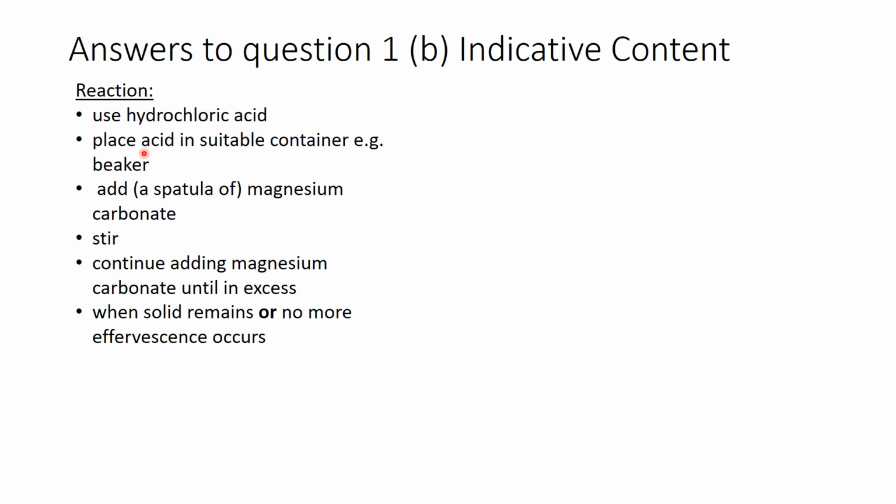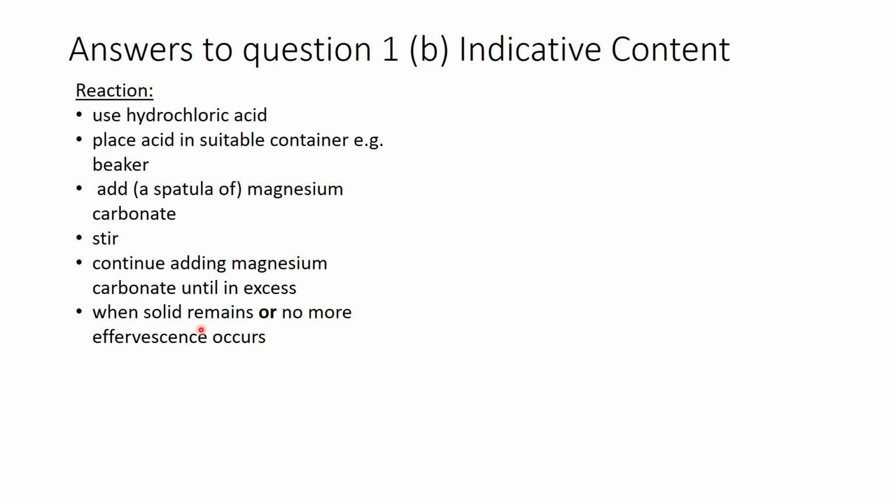You need to place that acid in a suitable container. So I would put, place hydrochloric acid in a beaker. Then you would need to add a spatula of magnesium carbonate. It told you that magnesium carbonate was your base in the question. You'd need to stir it, continuing to add magnesium carbonate until it is in excess. And you'll recall from the video lesson last time I made a big deal of the fact that your base would need to be in excess to make sure that all of the acid reacted.